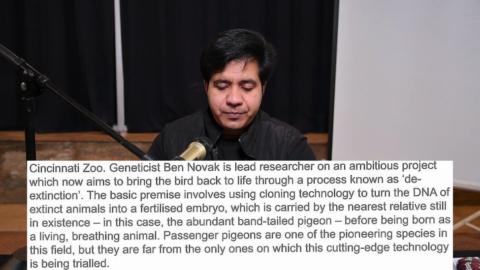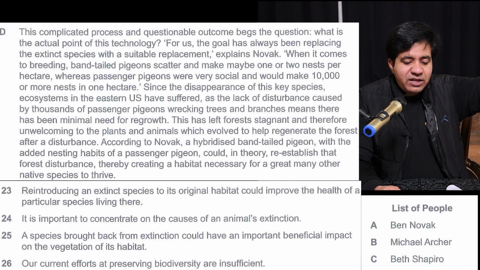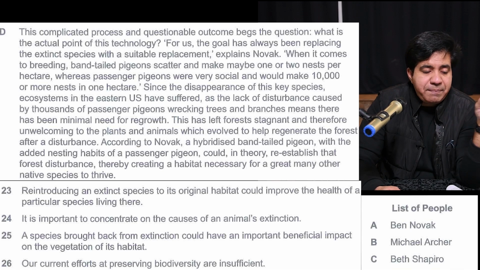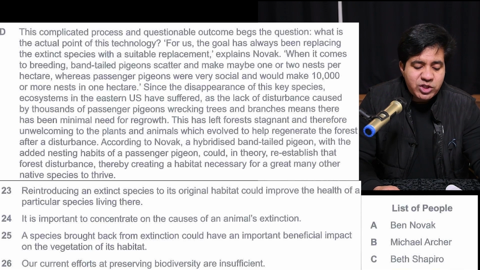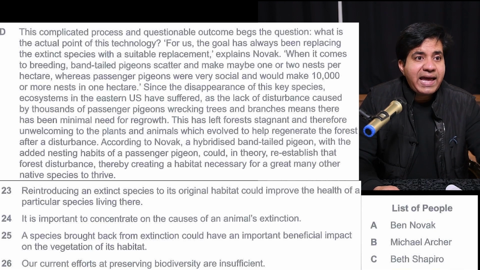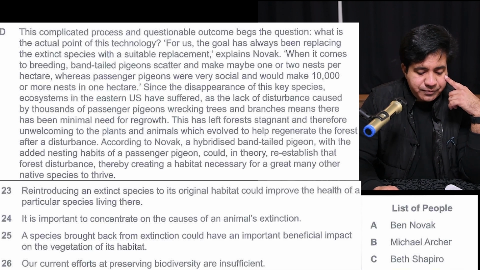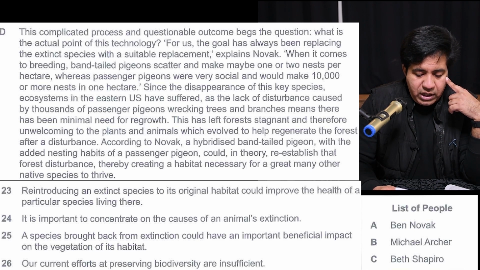Now come to paragraph D. Third line. Explains Novak. Now read before where there is a full stop. For us, can you see inverted commas? I'm reading from the second line. Paragraph D: "For us, the goal has always been replacing the extinct species with a suitable replacement," explains Novak. Again inverted commas: "When it comes to breeding, band-tailed pigeons scatter and make maybe 1 or 2 nests." Now please come to the 8th line: "By thousands of passenger pigeons, wrecking trees and branches means there has been minimal need for regrowth." Now this is all his statement.